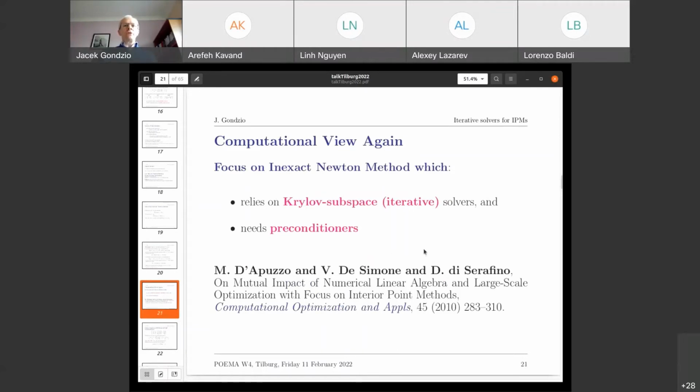Now, before I move to the next part of the talk, I will go back once again to computational view of interior point methods, but maybe this is a good point to make a little break of 2-3 minutes, 5 minutes if necessary, and ask you whether you have any questions concerning the first, roughly speaking, 1/3 of my talk. So is there anybody who would like to ask a question?